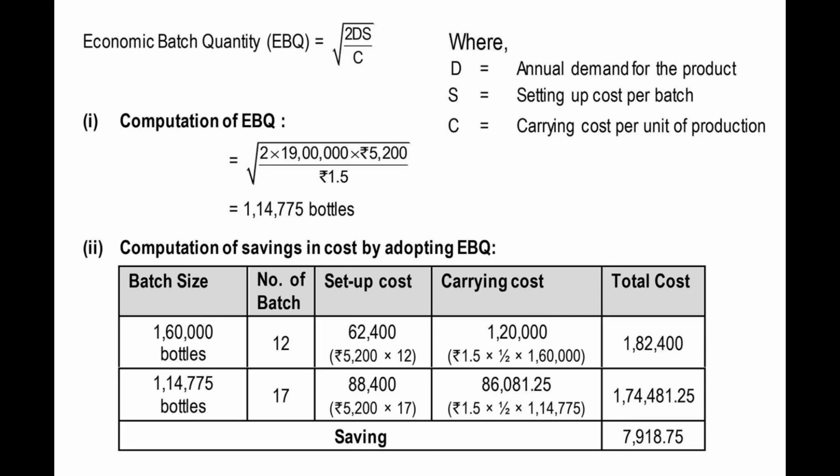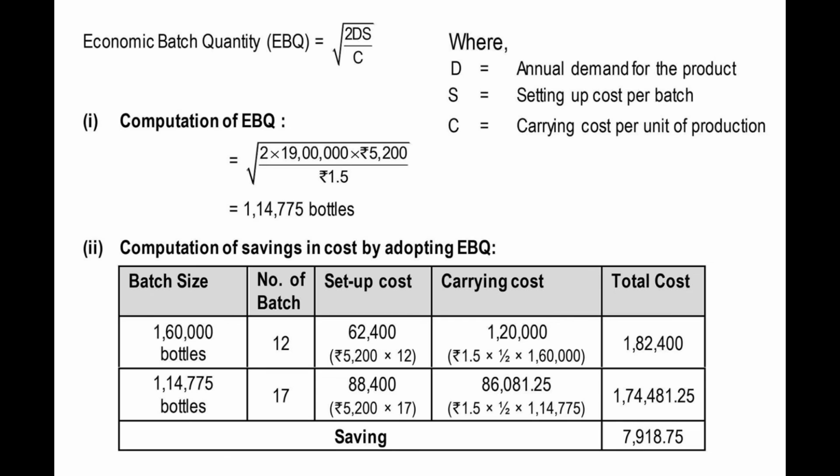So carrying cost is nothing but the average inventory of economic batch quantity into 1.5. The economic batch quantity is 1,14,775. That should be divided by 2, and we get the average inventory under economic batch quantity. That should be multiplied with 1.5 rupees, which is given in the problem itself. So we multiply 1.5 into the average inventory of 1,14,775. The resulting figure would be the carrying cost. How much? 86,081.25.